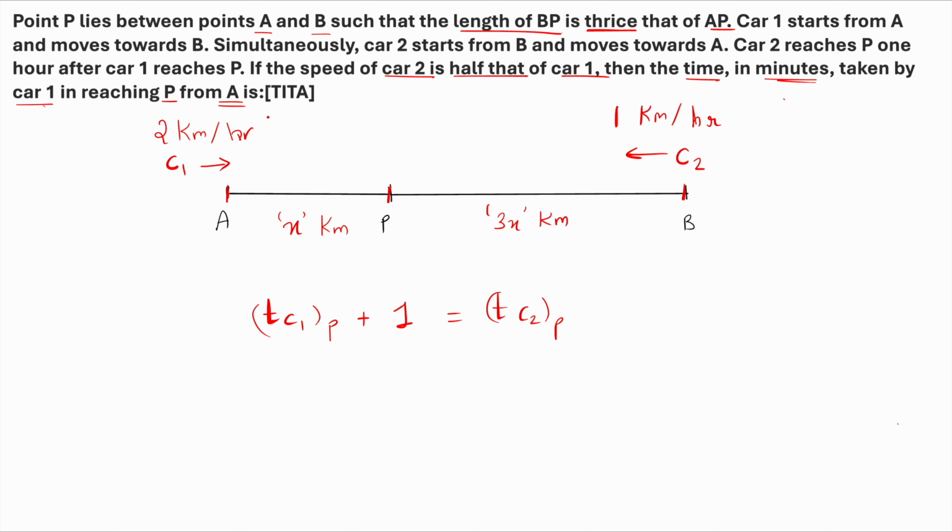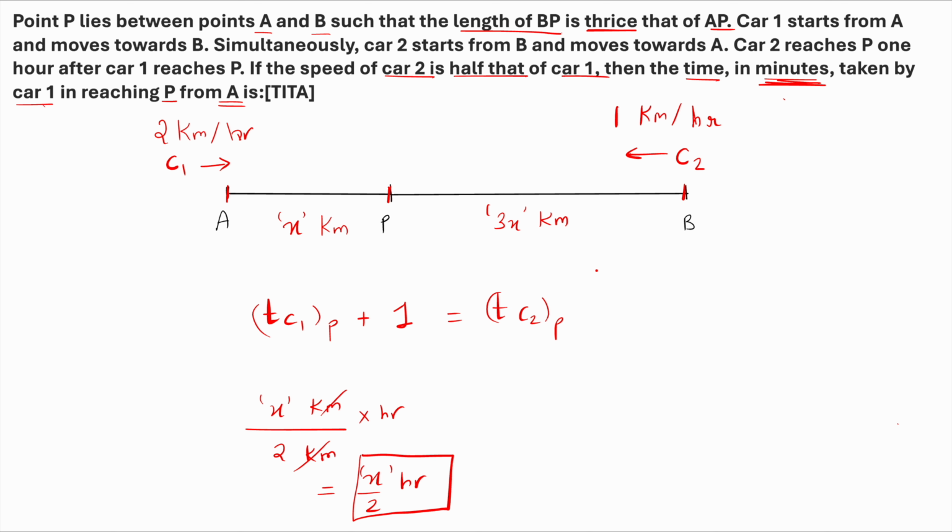So the time that car 1 takes to reach from A to P is the distance x kilometers upon the speed, 2 kilometers per hour. Kilometers gets cancelled. My answer will be x by 2 hours. So what I want to simply find out is the value of x by 2, and that x by 2 I will find in hours. I need to convert that into minutes. I'll simply multiply it by 60 to get the final answer.